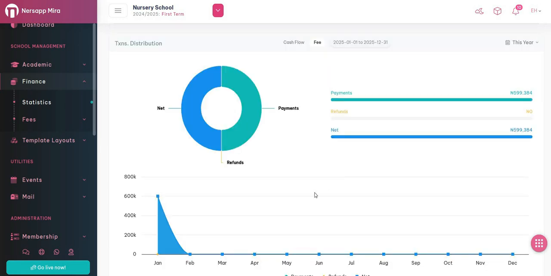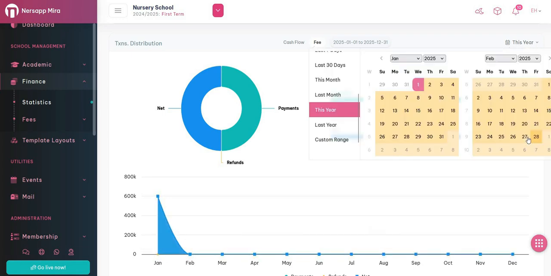Below is the same distribution in terms of time. For instance, we are tracking this for this year. As you can see, the transactions so far for fee came in between January and February. We can also look for a custom date and track.